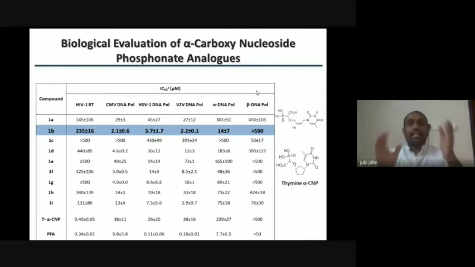That is, the activity has shifted from HIV, which is an RNA virus, to DNA virus during our structure activity relationship studies. And we found that this molecule with a butynyl linker was showing the best activity, and the nucleobase that we used was a thymine.